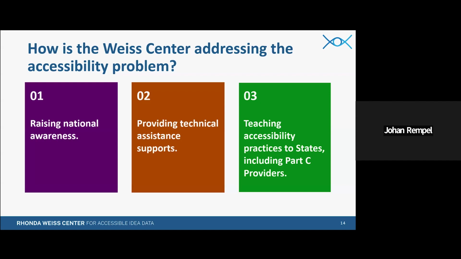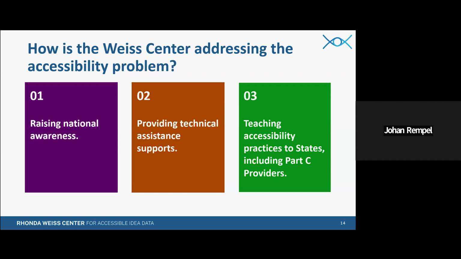And then last, but certainly not least, universal TA. So a number of products and tools are being created to further assist with accessibility. These include Word, Excel, PowerPoint accessibility, and the creation of alternative text of images for people who are low vision and blind. We also seek out partnerships and collaboration, such as our National Advisory Council, with representation from across the country. It includes stakeholders from various organizations, and also includes individuals who have lived experiences with disabilities. And then teaching accessibility practices to states, including Part C providers.